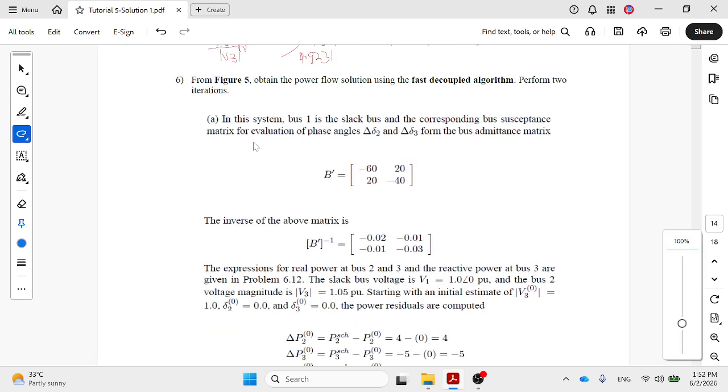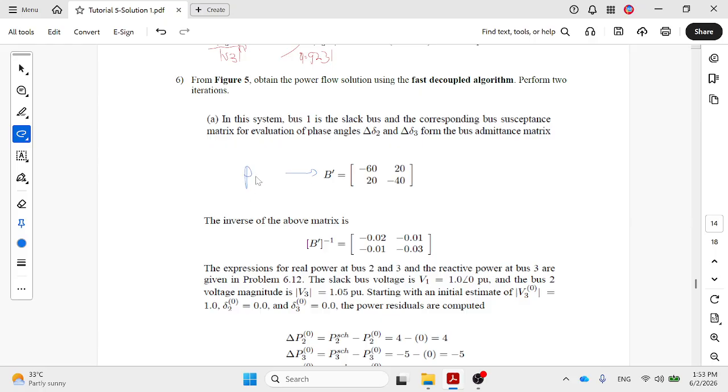mismatch value. Okay, the last question is the fast decoupled algorithm. As I mentioned in the class, it avoids calculating such big equations, ∂δ2 over and so on. We are just using the Y bus, the B part. If you recall, Y is G plus jB. So we use only this part, only and only this part.